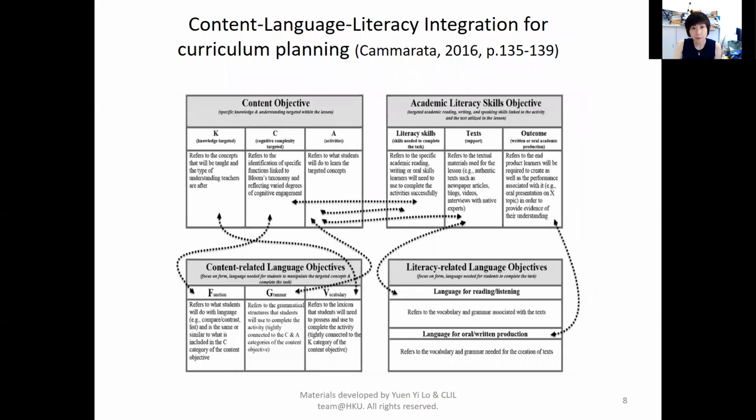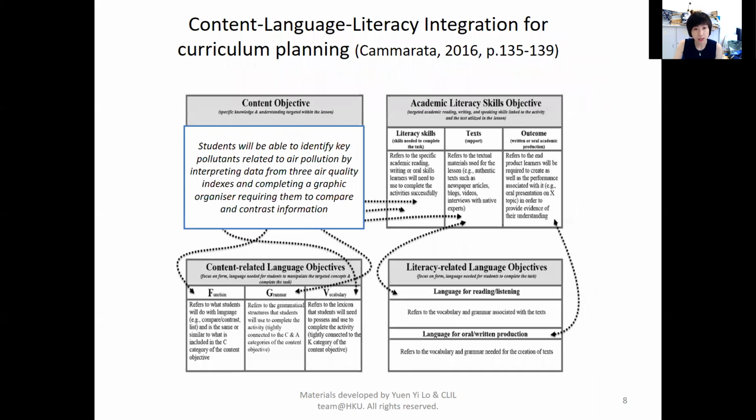Let me use the examples taken from Camerata's work to further illustrate the framework. This is a topic about air pollution. For the content objectives, students will be able to identify key pollutants related to air pollution by interpreting data from 3 air quality indexes and completing a graphic organizer requiring them to compare and contrast information.